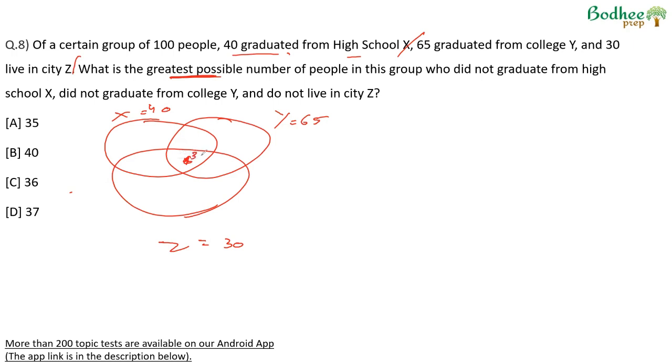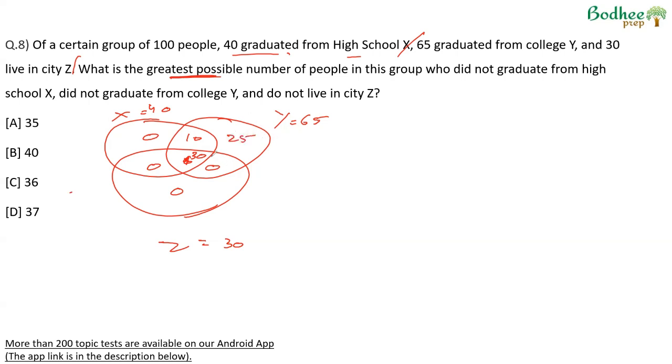So let us put 30 here, which means this will be 0, this will be 0, this will be 0. So Z is 30. X was 40, so 10 is left. Put 0 here, put 10 here in the overlap. So with these 40 people, we are able to complete X and Z, both of them. Now 40 is done, Y was 65, so 25 will be required.